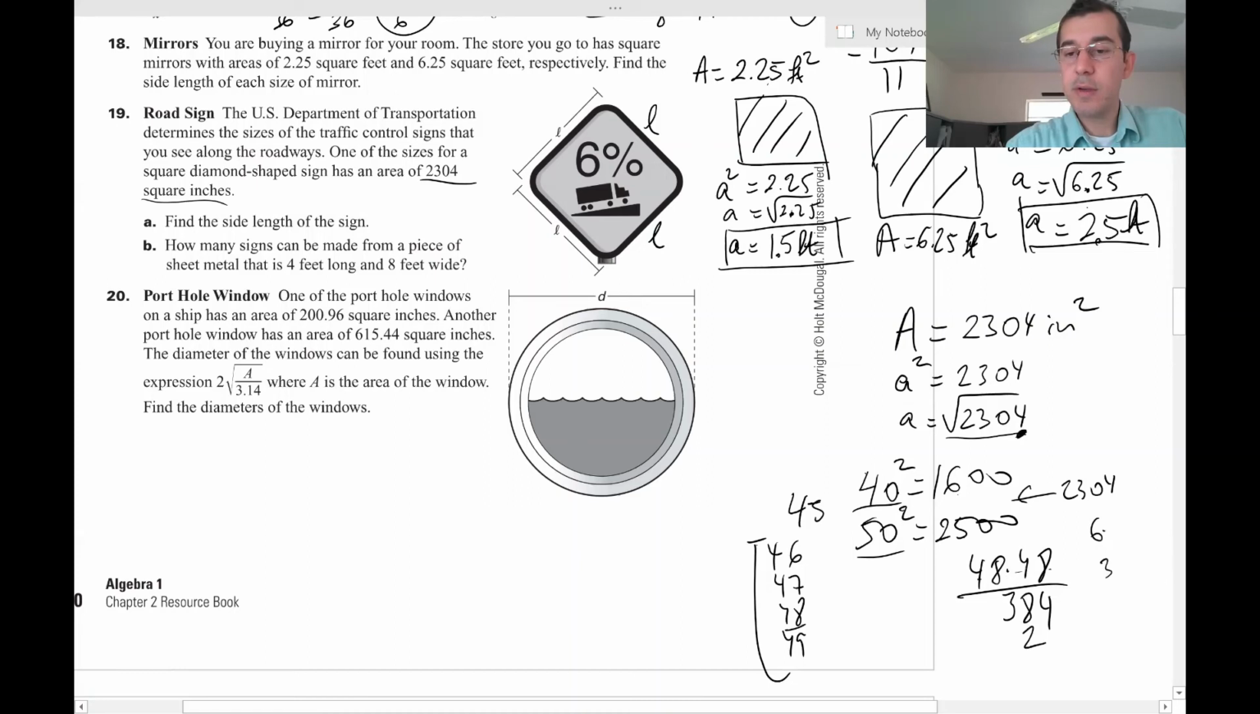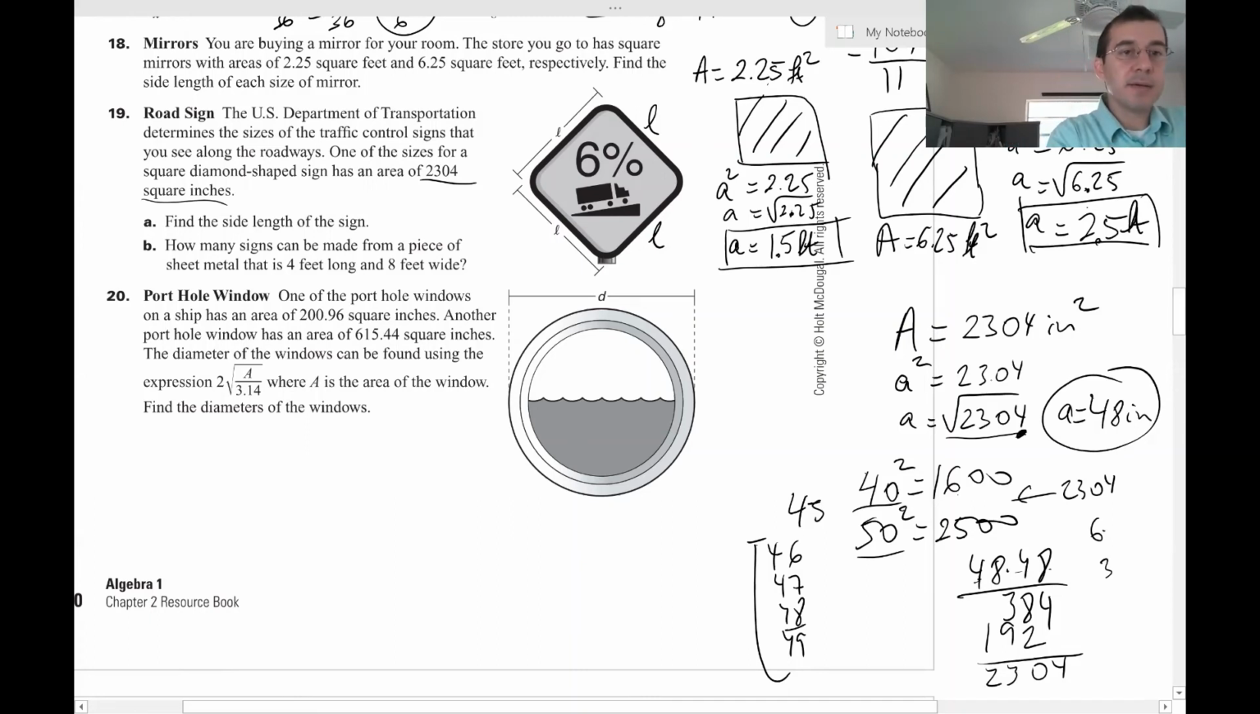2 and 3. 4 times 4 is 16, and 3 is 19. So we have 4, 0 and 1. 3 and 1, 2,304. That's exactly it. So it is 48. So 48 inches is the side length of the sign. That's A. 19A is 48 inches.